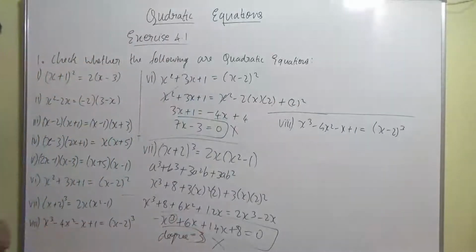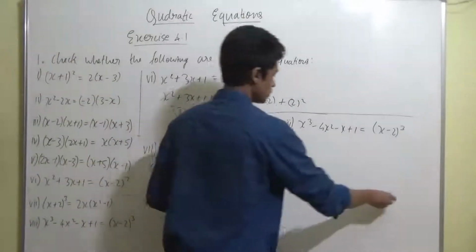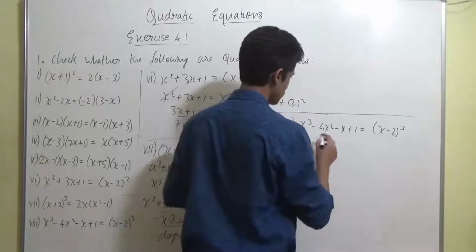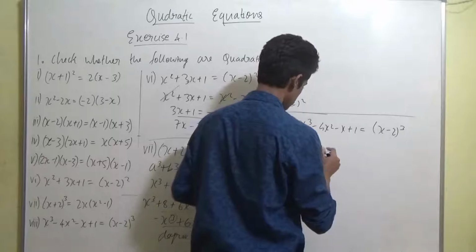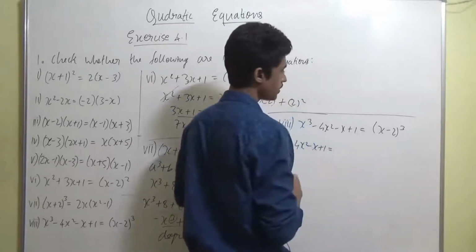Done. Now let's start solving them. So this will become equal to... The LHS is going to stay like this itself, because it's already in the expanded form. We have to expand the RHS now.